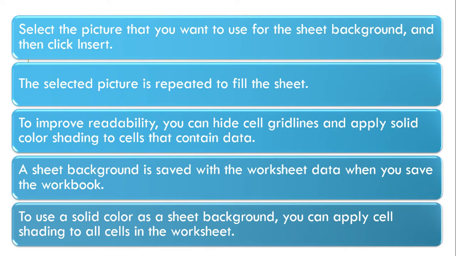Select the picture that you want to use for the sheet background and then click Insert. The selected picture is repeated to fill the sheet. To improve readability, you can hide cell grid lines and apply solid color shading to cells that contain data. A sheet background is saved with the worksheet data when you save the worksheet. To use a solid color as a sheet background, you can apply cell shading to all cells in the worksheet.